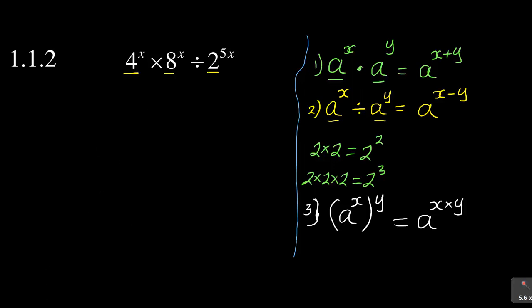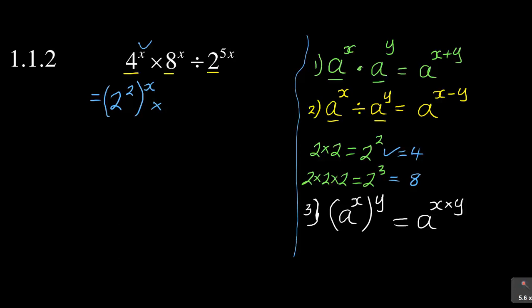Now let us start with the first part. As I said, you can see that 4 in this case is, remember 4 is 2 squared, and 8 is 2 cubed. So 4 is 2 squared, so I will have 2 squared, that is my 4, but there is an exponent x there. I need to put a bracket and put that exponent x there.